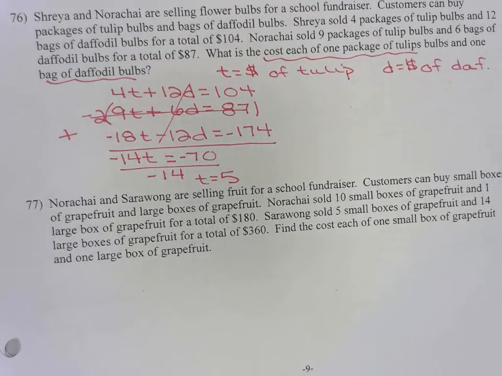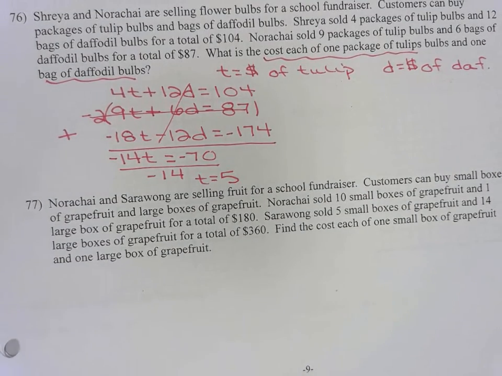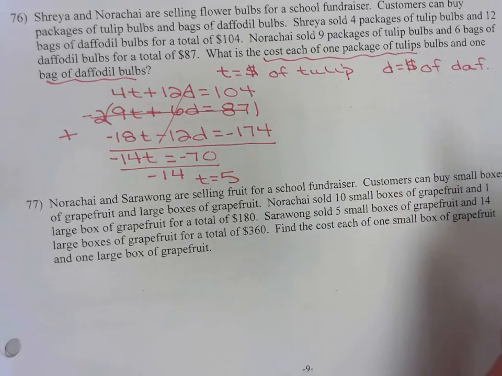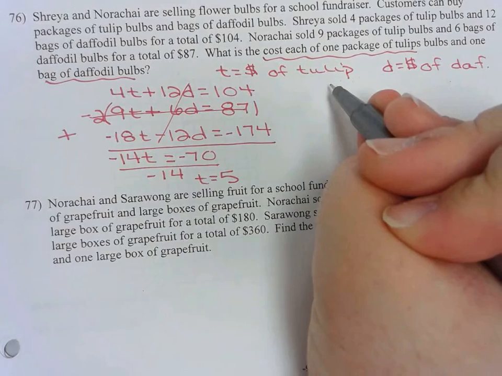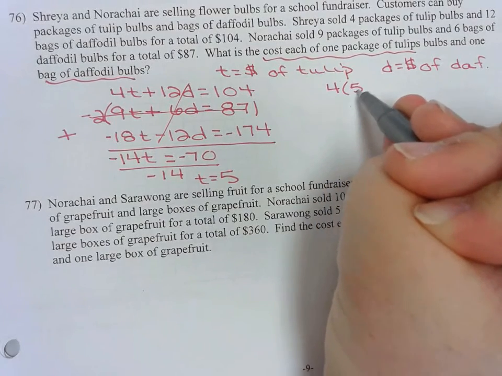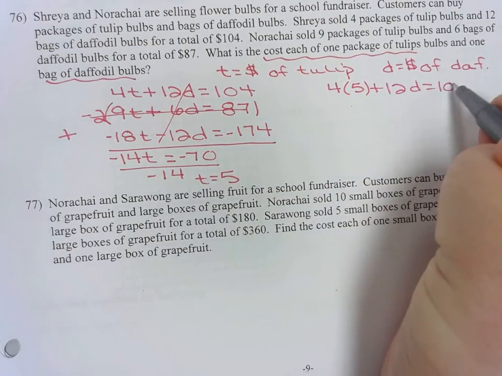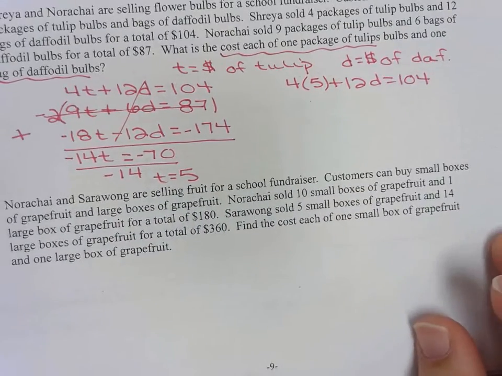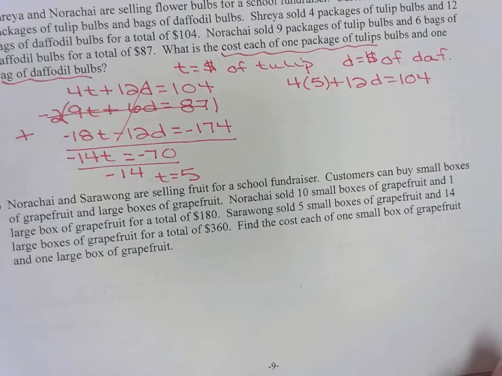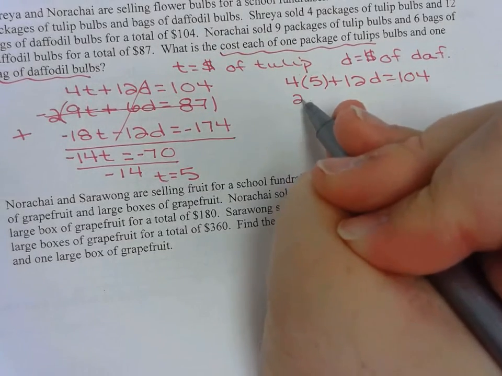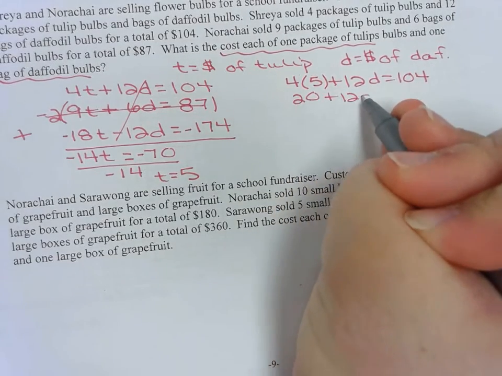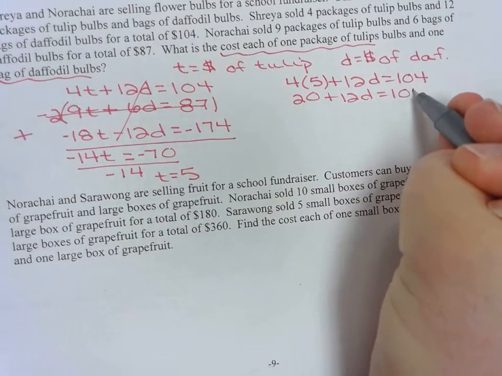And let's see if this makes sense. $5 for cost of tulips. Yeah, it's doable. That makes sense. So T is 5, and I need to find the cost of the daffodil. So how do I find that? Yep, and I'm just going to use the top equation. It doesn't matter which one you plug back in for T. So 4 times 5 is 20. 20 plus 12D equals 104.